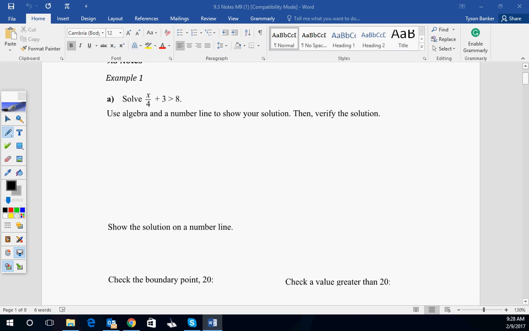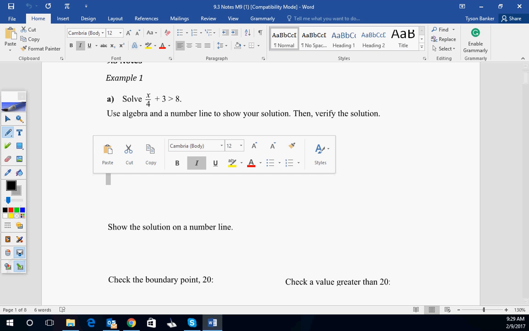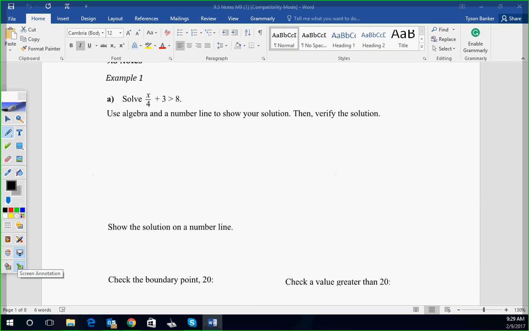Three notes, guys. Now we're moving to two-step equations, and we're going to do a couple word equations for inequalities. Okay, so this one here, x over 4 plus 3 greater than 8. Use algebra and number line to show your solution, then verify your solution. So what we're going to do first is we've got to solve. So we're going to go minus 3 there. Minus the 3, minus the 3.